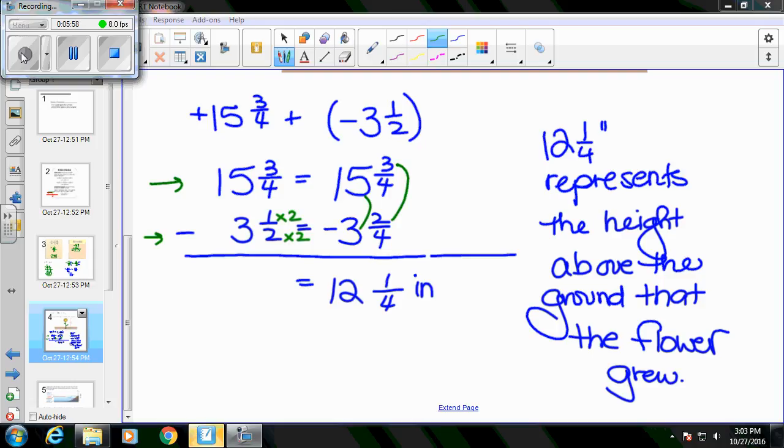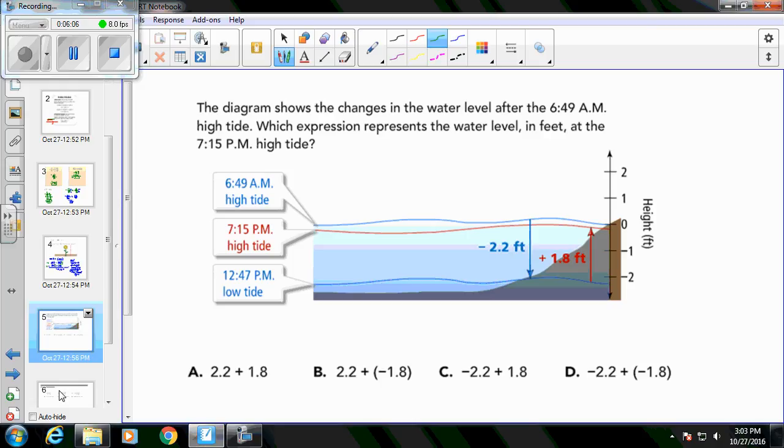And what does this represent? It represents the height above the ground that the flower grew. So let's look at the next example.